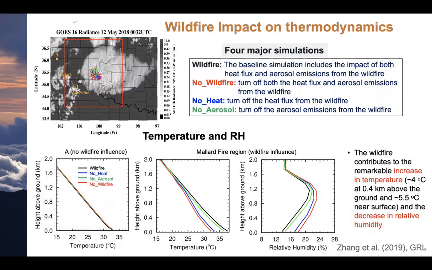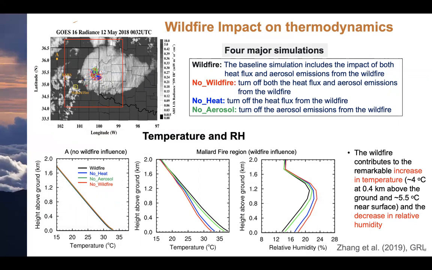So when we look in detail into this case, we use our new model and add a few more sensitivity tests. One is to remove the heat, only heat. One is to remove the aerosol from the wildfire. In this way, we can investigate both the heat and the aerosol effect from the wildfire on this PyroCV case.